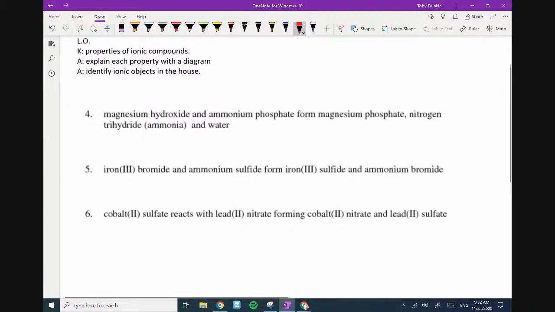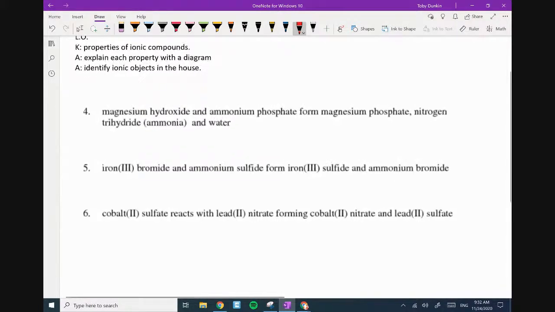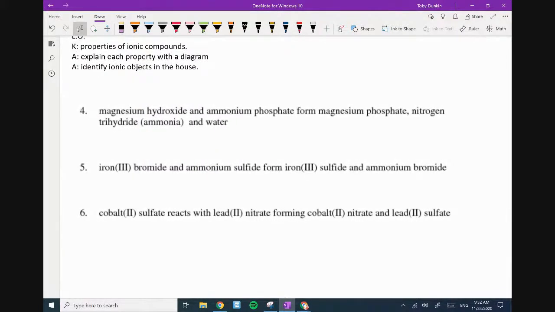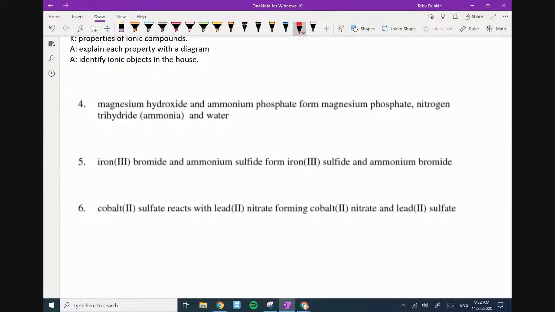Okay, so we're on question 4, 5, and 6 of the word equation to symbol equations. So we're going to go through these, and then we'll do the last 4 in the next lesson, and then I'm going to set you another homework for you to have more challenging versions of these. So first thing we need to do: magnesium hydroxide and ammonium phosphate form magnesium phosphate and nitrogen trihydride and water.